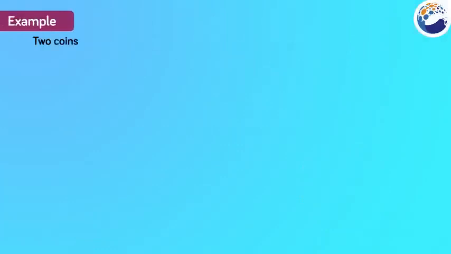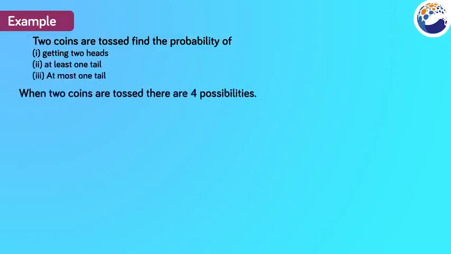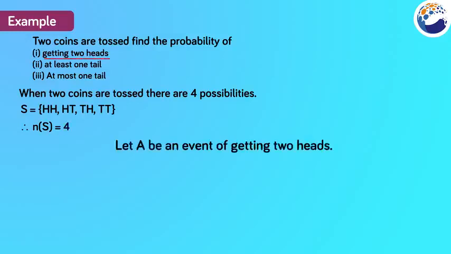Example, 2 coins are tossed. Find the probability of 1. Getting 2 heads, 2. At least 1 tail, 3. At most 1 tail. Solution. 2 coins are tossed. There are 4 possibilities. Therefore, sample space S is equal to head head, head tail, tail head, tail tail. That is, N of S is equal to 4. Let A be an event of getting 2 heads, that is A is equal to head head.